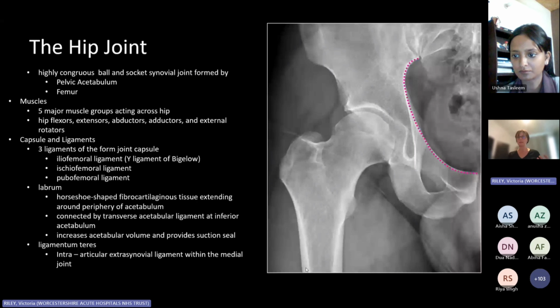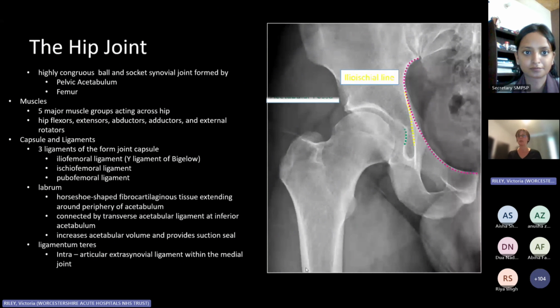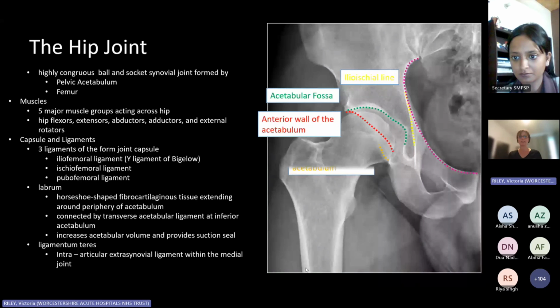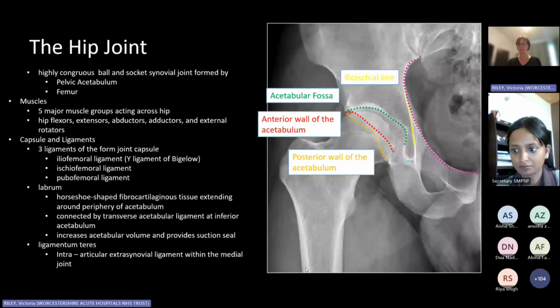So some bony landmarks that we should be familiar with. So the pink line is the iliopectineal line. We've got the ilioischial line, the acetabular fossa, the anterior and posterior wall of the acetabulum, and our teardrop.